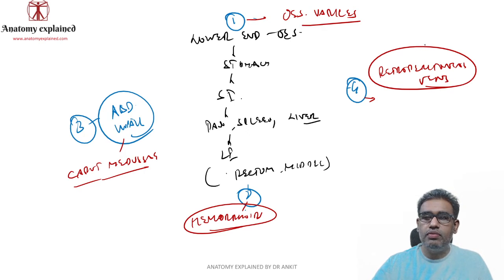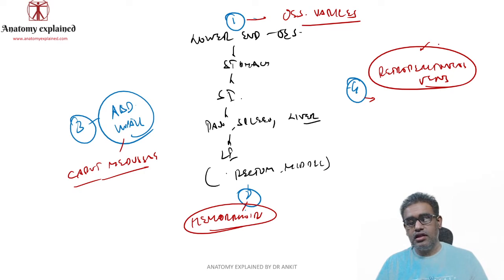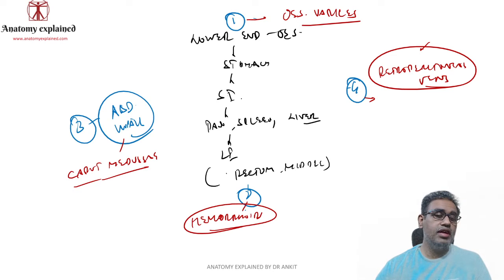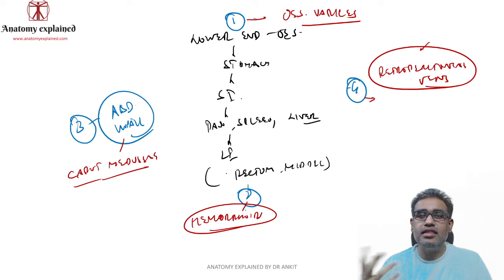So when these retroperitoneal veins are dilated, you have to understand that if you are doing any procedure on the retroperitoneal side, or any intervention, or any surgery, you just keep in mind that there could be massive bleeding in that part. That is the only clinically important part.